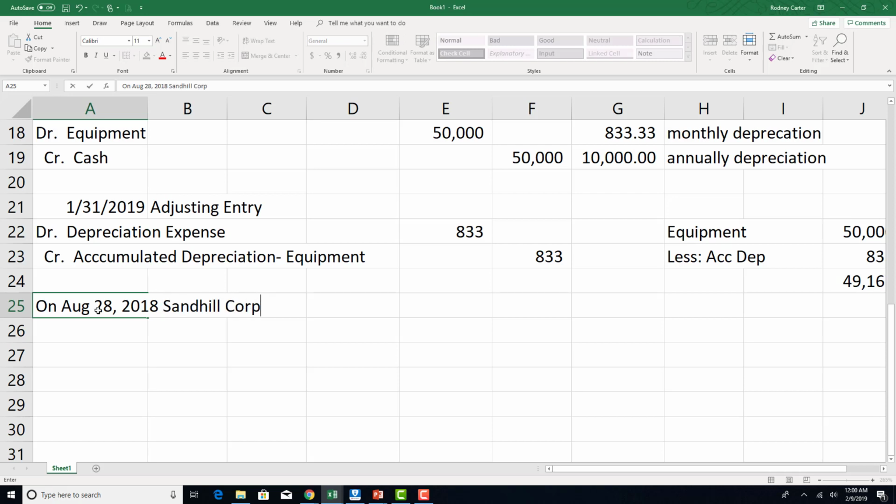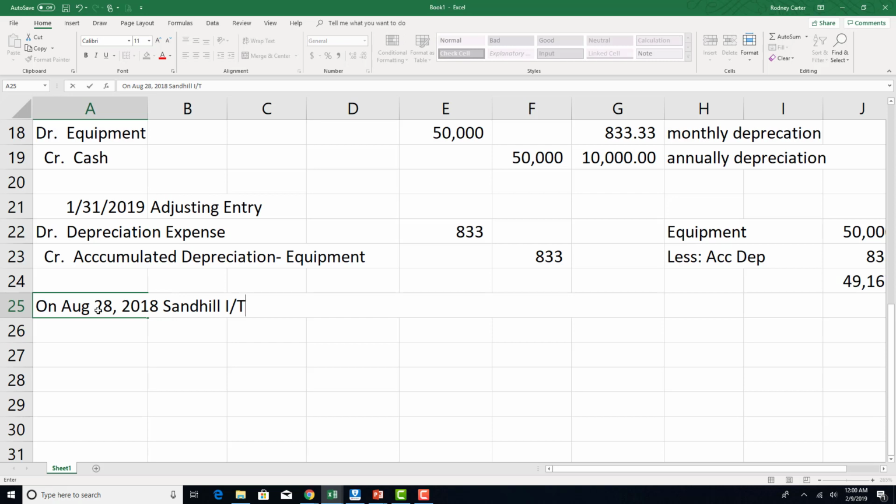Sandhill Corporation buys $50,000 of season tickets for a 10-game package. No, let's not do this. I'm going to start over. Let me start over.